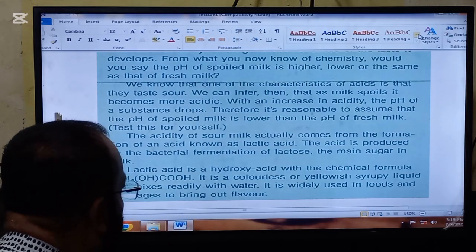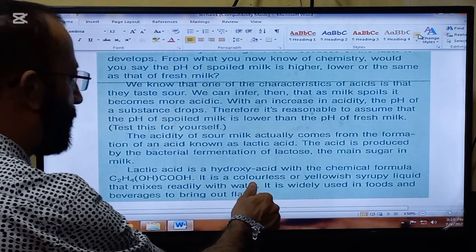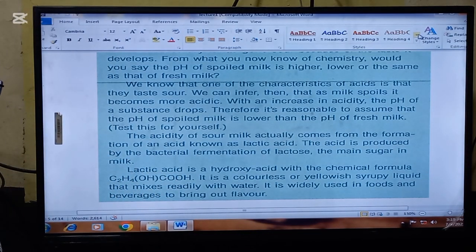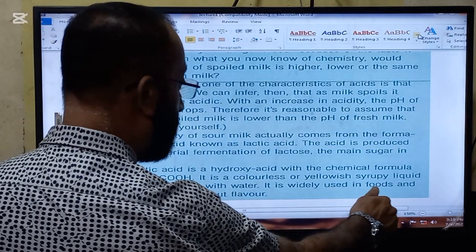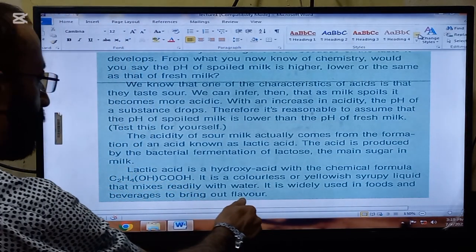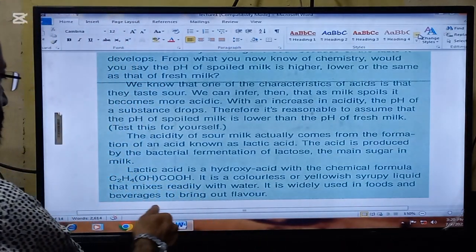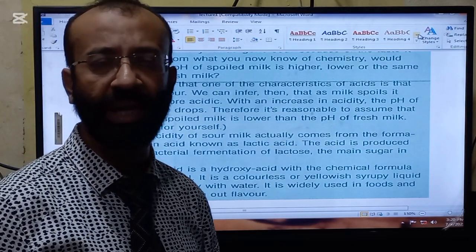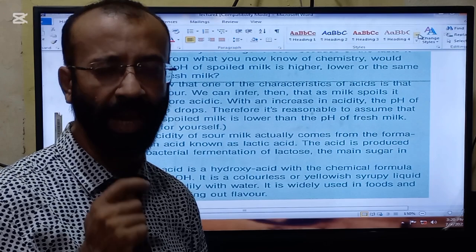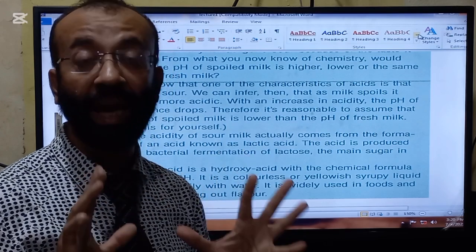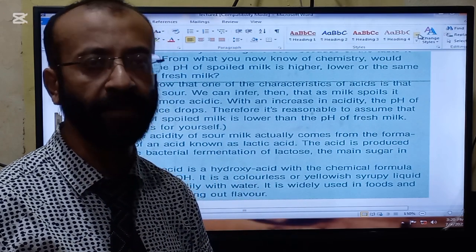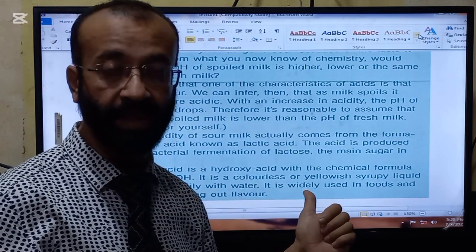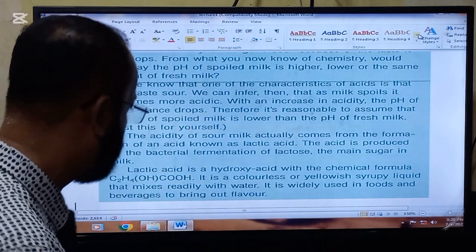Lactic acid is a hydroxy acid with the chemical formula. So this is the formula of lactic acid. It is a colorless or yellowish, syrupy liquid that mixes readily with water. It is widely used in foods and beverages to bring out some flavor. Whenever you go to some Chinese restaurant, you get a very particular taste in the food, and you like that taste. Actually, that is sour taste. So they use lactic acid in some of their products.